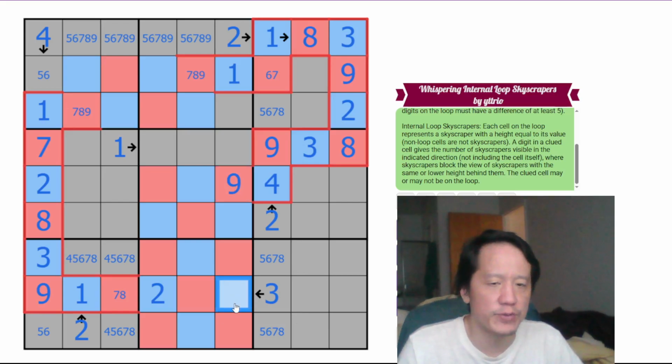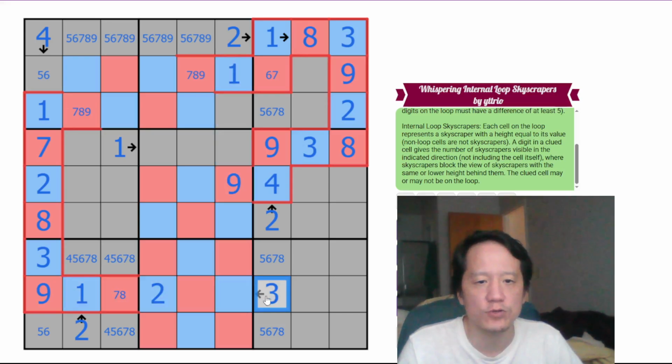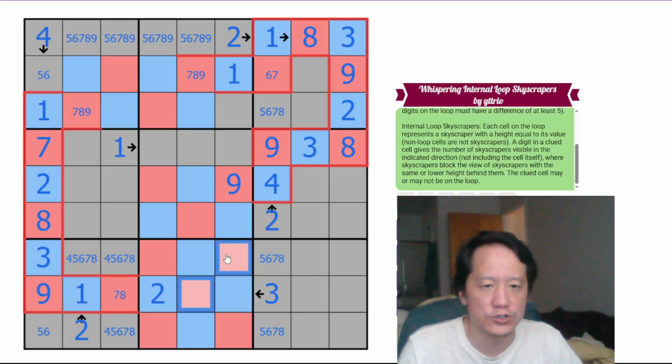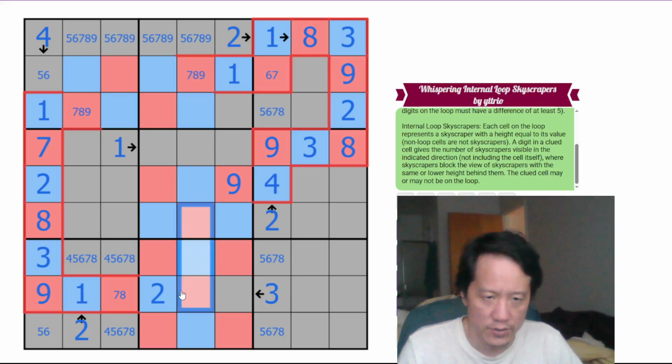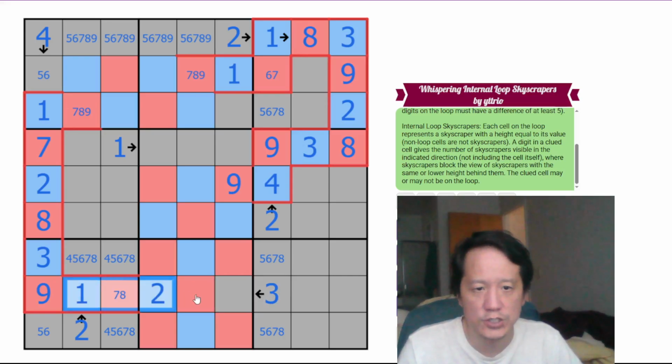If this were part of the loop, it would have to be a 4 because 1, 2, and 3 are already taken. But 4 would be next to 2 unique digits on the German whisper loop, and that's not possible, so this cannot be on the loop. It could go down here and then connect to here. We're not sure which. Or it could just exit out this way.